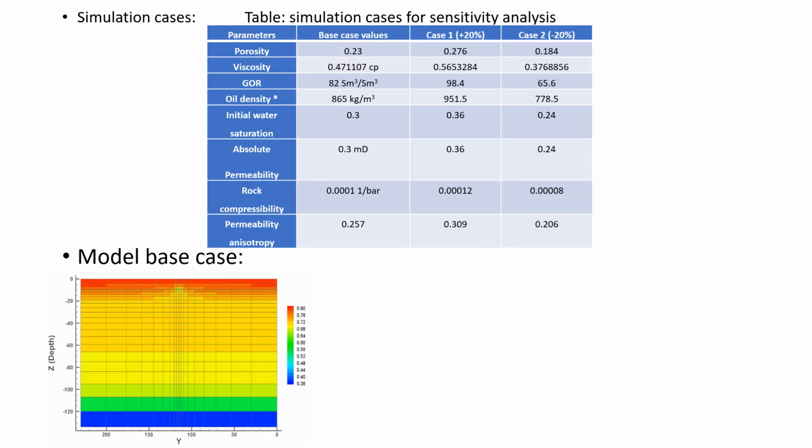For this, simulation cases are required for all the parameters, and they are shown in the table with their simulation cases. In case 1, 20% of the value is increased from its base value, and in case 2, 20% of the value is reduced from its base value. A model base case is required for simulations. So in the figure we can see the visualized model of the Norne oil field.